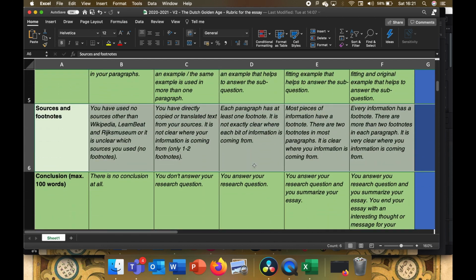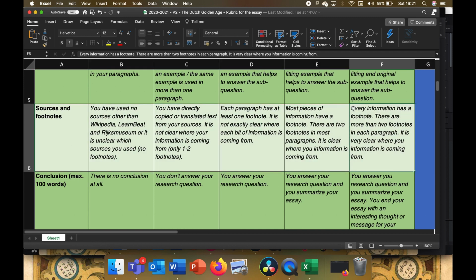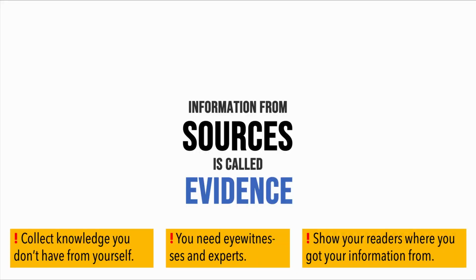As you can see in the rubric, not using evidence, examples, or footnotes can cost you a lot of points. So make sure to keep your list up to date and complete. Using examples, evidence, and footnotes is a very important part of writing an essay. Obviously, you don't know everything by yourself, and this is why we use sources and gather information from different places to answer our research questions.